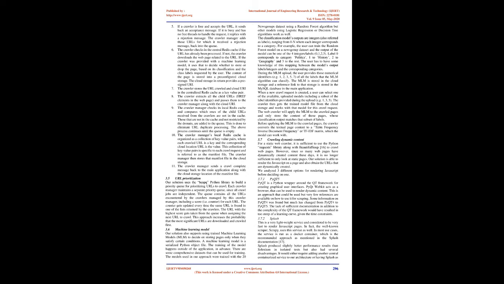3. If a machine learning model was selected by the user, the selected model is downloaded from cloud storage and cached within each crawler during its startup. More details on machine learning models can be found in 3.6. 4. The crawler manager pops URLs from the queue and passes them to the crawlers in a round-robin manner via post requests. 5. If a crawler is free and accepts the URL, it sends back an acceptance message. If it is busy and has no free threads to handle the request, it replies with a rejection message. The crawler manager adds those URLs for which it received a rejection message back into the queue.